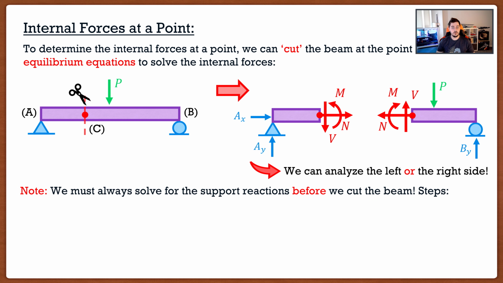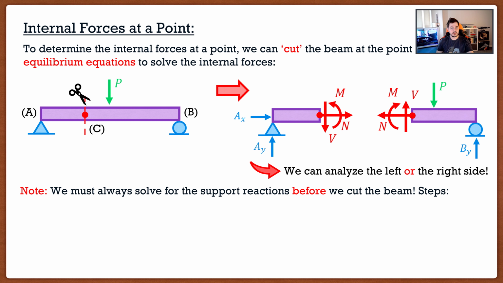All right. So the first thing that we have to discuss is this. If I step back and look at these, we have three internal forces, which means that we have three unknowns when we cut the beam. This means that those support reactions, AX, AY, or BY if you're doing the other side, have to be known before we cut our beam.